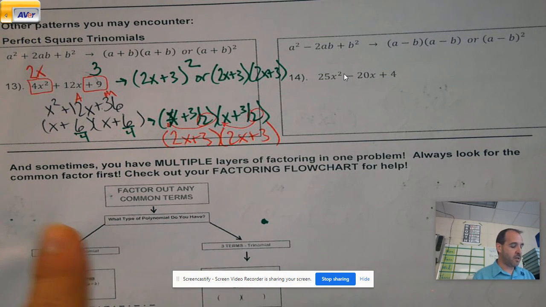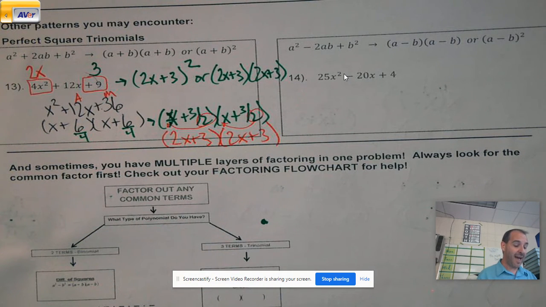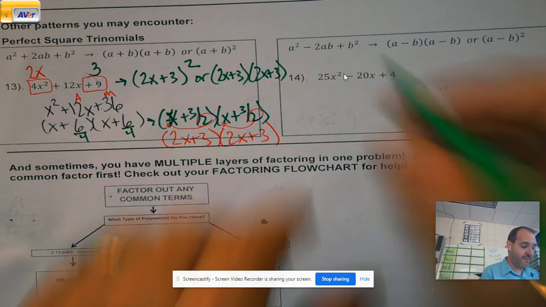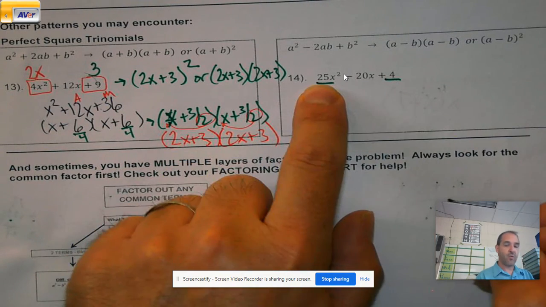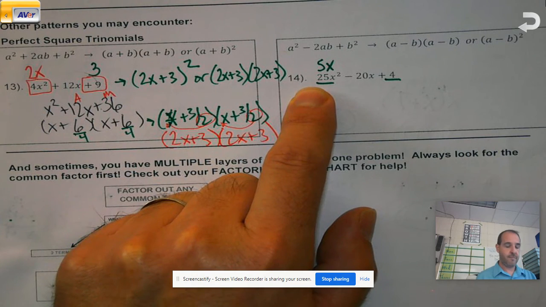So the pattern works. Slide and divide works. Guess and check works. But if you know the pattern, it's a lot faster. Like here, if I notice, hey, 25 is a perfect square. That's 5 with my x. Hey, 4 is a perfect square.